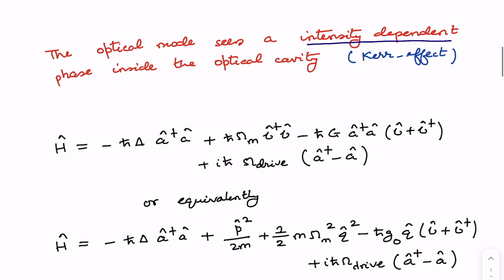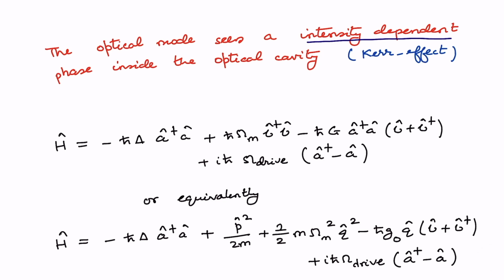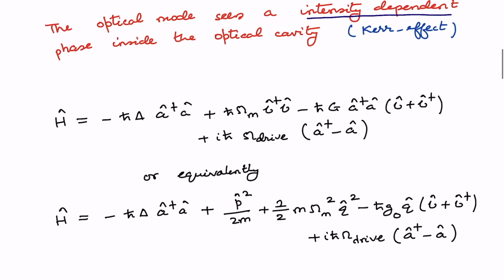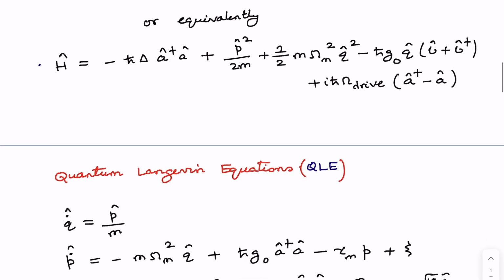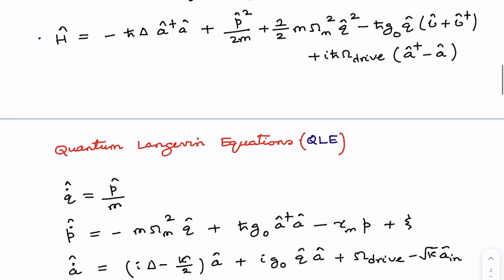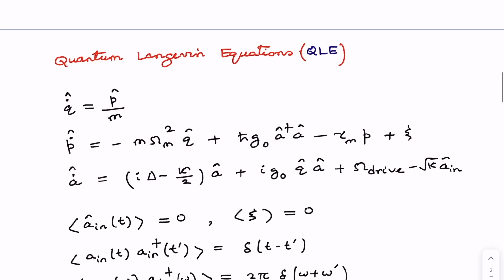Then we took into account the laser drive also, or equivalently we wrote the Hamiltonian in this form. Here we are considering the rotating frame of reference. The frame is rotating at the laser frequency, and this one we analyzed, and we obtained the so-called quantum Langevin equation, writing down the Heisenberg equation and then adding the noise terms phenomenologically.